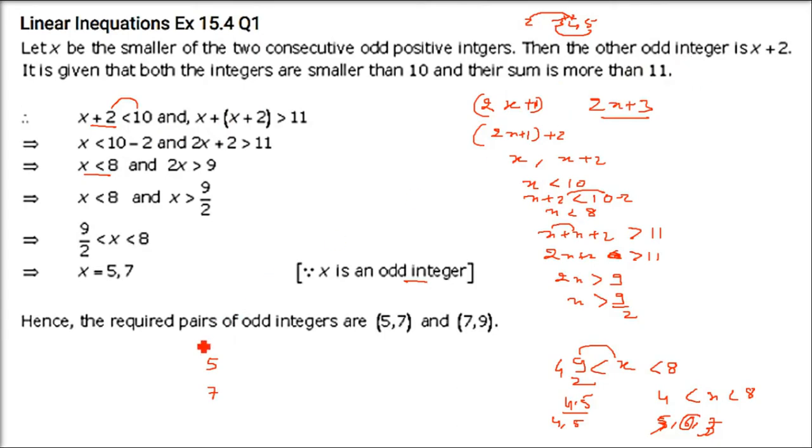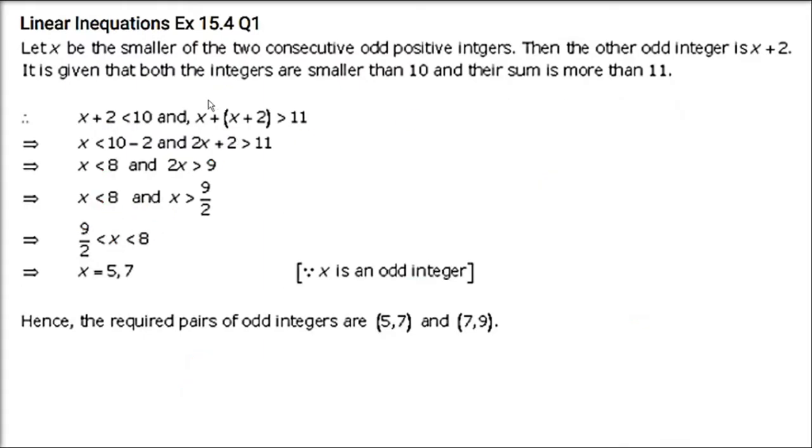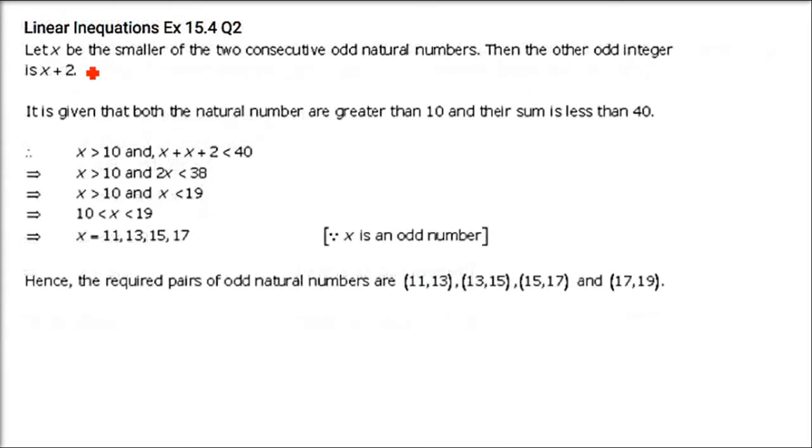So 5 is there and 7 is there. What is after 5? After 5, 7 will come, the next odd. After 7, 9 will come. So these are the solutions, these are the pairs. You can take 2x plus 1 and 2x plus 3 also. The answer is going to come the same, exactly similar.